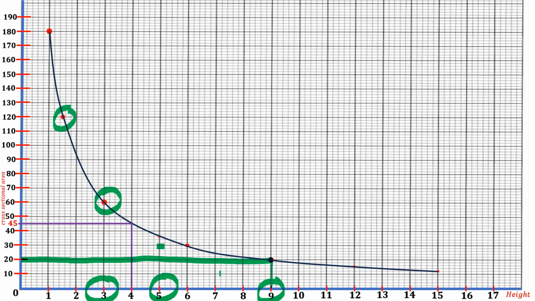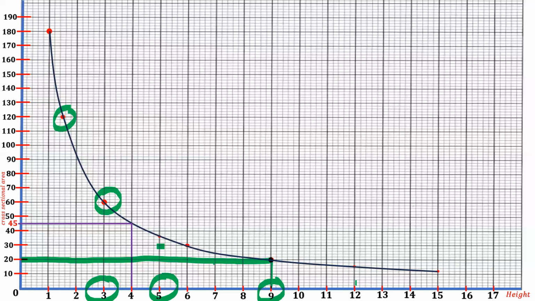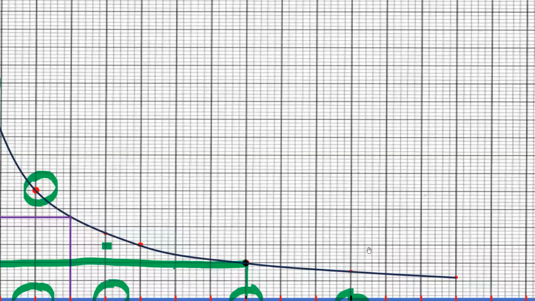The next one is we have 12 and 15. So 12 and 15, that's going to be 12 and 15. So let's zoom in. 15.